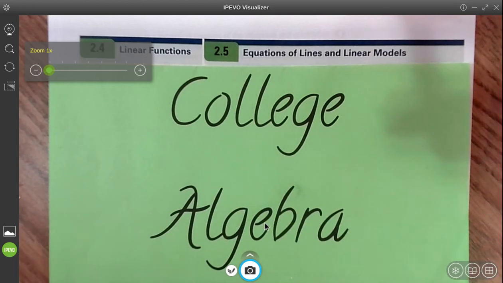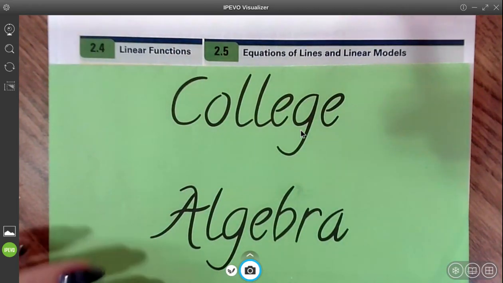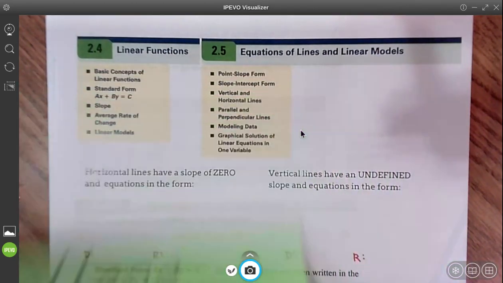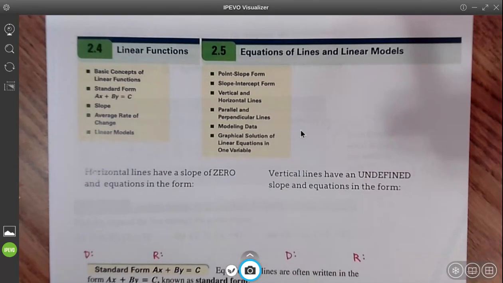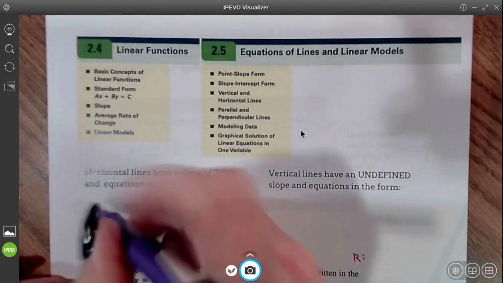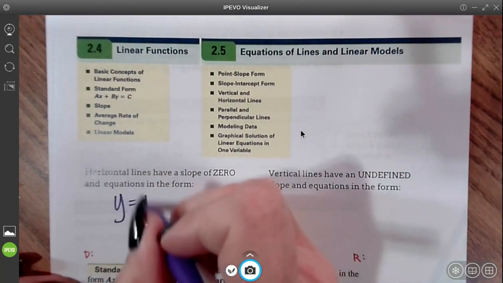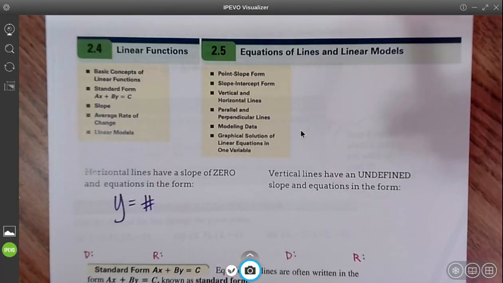Sections 2.4 and 2.5 are going to be about linear functions, equations of lines, and linear models. So I want to talk to you a little bit about vertical and horizontal lines to start with. A horizontal line has a slope of 0 and equations that are in the form y equals a number.